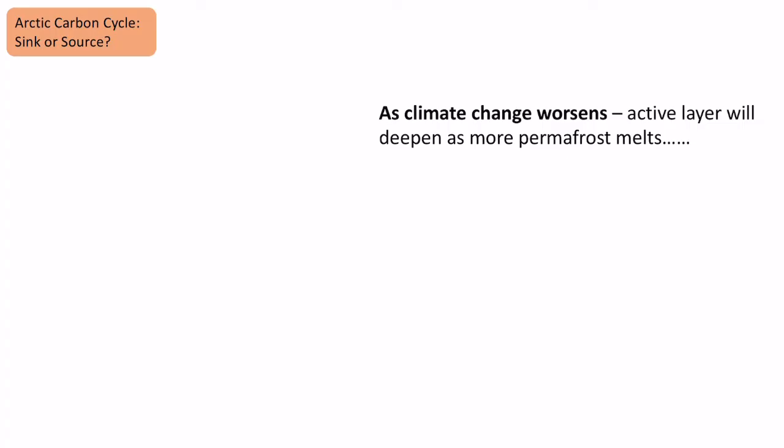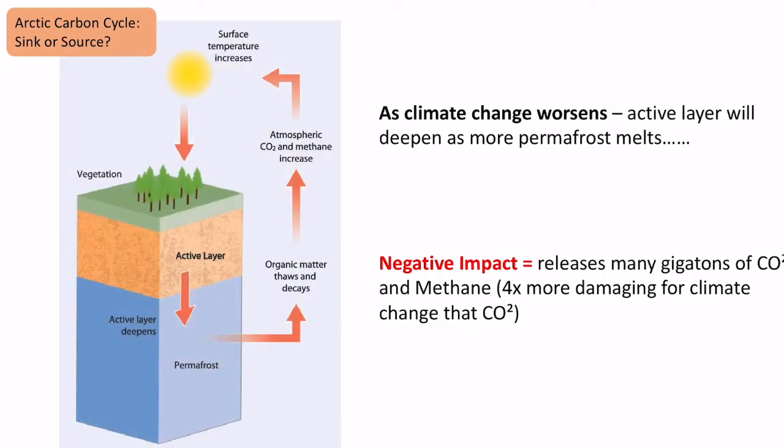We could suggest that there's one way in which the climate change worsens, the active layer deepens, and therefore the permafrost melts. As we can see from the picture here, as it deepens, that organic matter decays, and then we get this atmospheric CO2. And it's particularly bad because the methane that's trapped in the permafrost is 4 times more damaging for climate change than CO2. So it's that release of methane from the permafrost that could be particularly very, very damaging.